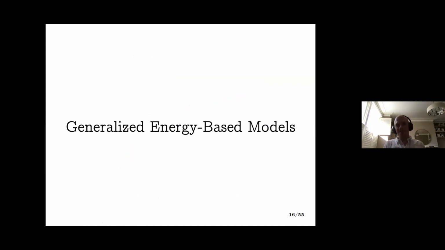I'm now going to introduce a new class of models, which is a little different to GANs, which are generalized energy-based models. As I said at the start, this is very new, and this is the first time I'm speaking about this in public. So please interrupt me if anything isn't clear, and forgive any misadventures on the slides.